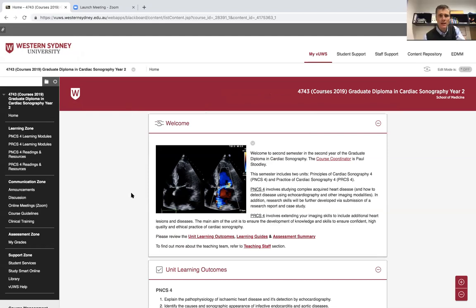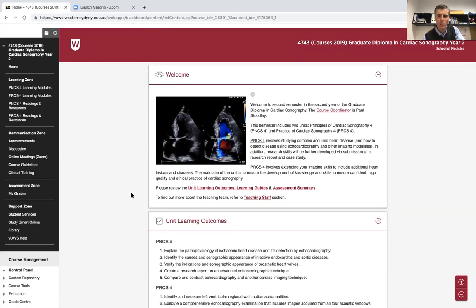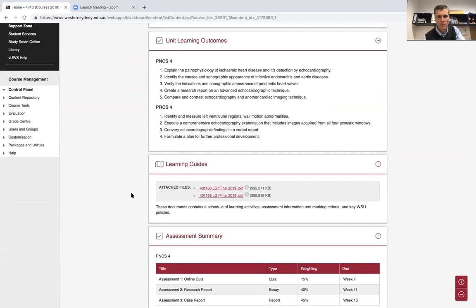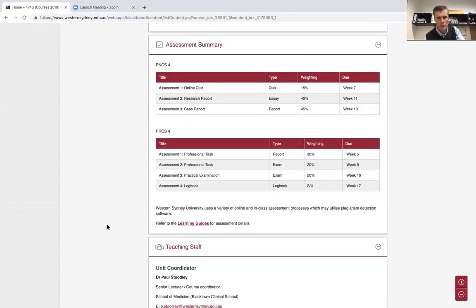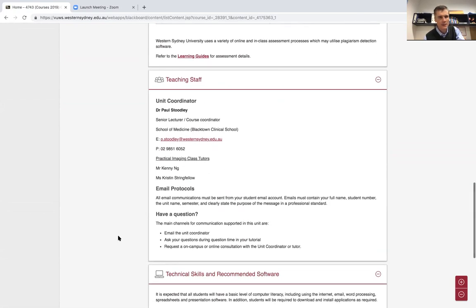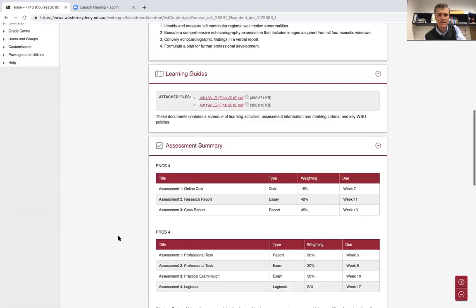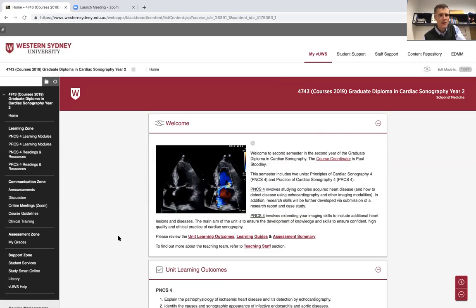Just to remind you guys of the homepage, and I'll let you look around elsewhere, but we've got unit learning outcomes for both units, learning guides, the two new learning guides, the learning guide for Principles 4 and Practice 4 is available. An assessment summary is on the homepage too. We'll go into assessments in more detail. The staff will be essentially the same people that you were working with last semester. So that's just a bit of a reminder of what the view site looks like.